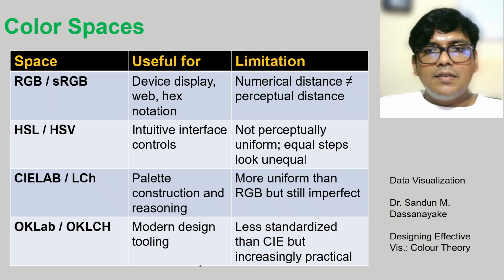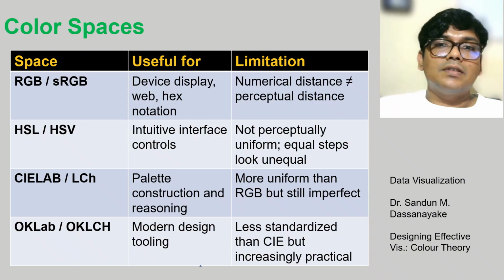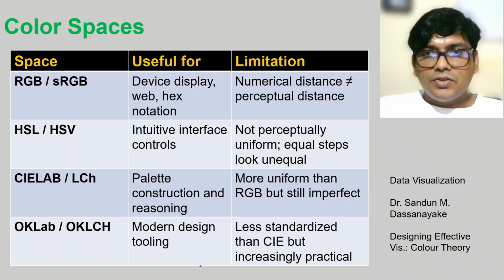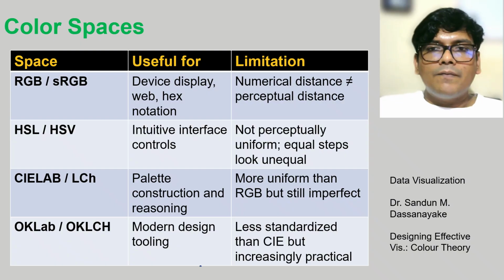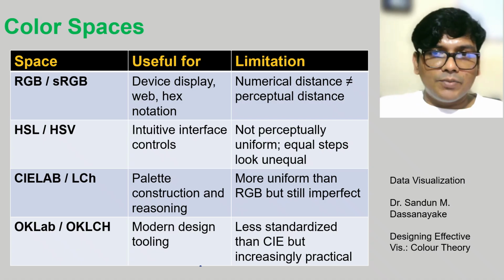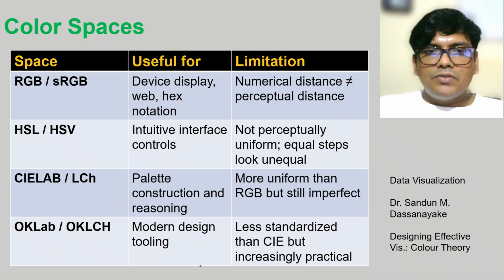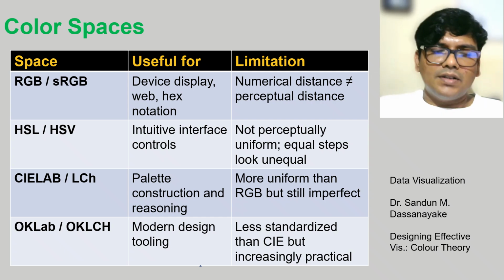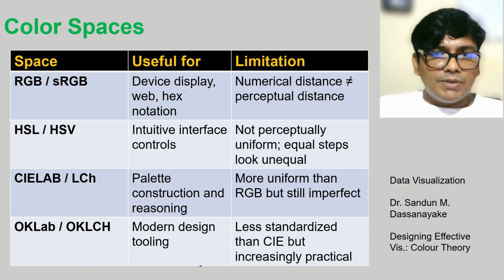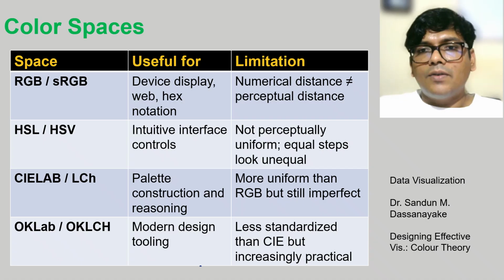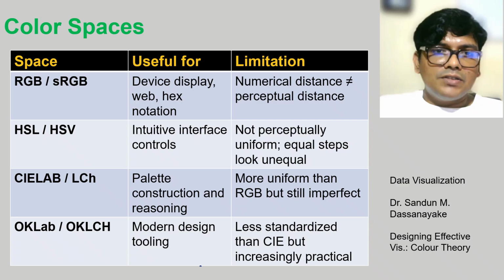This table helps answer a very practical question. Which color space should you actually be working in? RGB and hex codes are ones you can't really avoid. They are how colors get specified for screens and web outputs. But they have a hidden problem. Tweaking RGB values by the same amount doesn't produce changes that look equal to your eye. Some shifts feel dramatic, others barely noticeable, even when the numbers say otherwise.